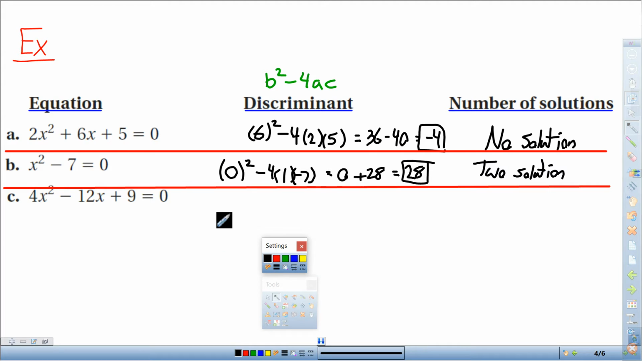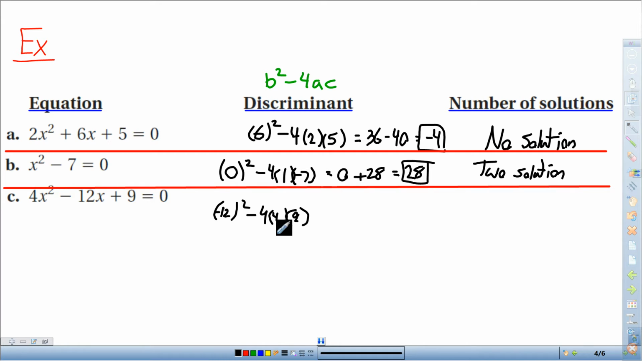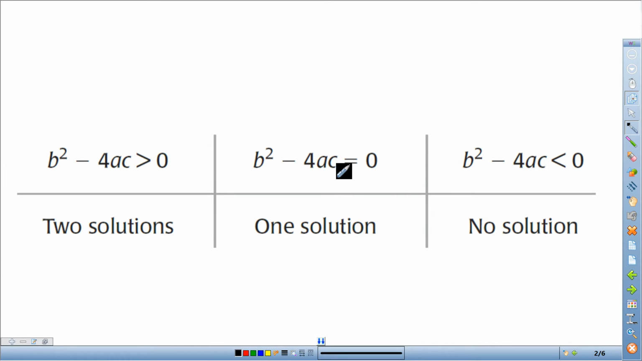Okay, last one here. Let's try it out. So again, B squared. Our B value on this one is -12. So minus 4 times A, which is 4, times C, which is 9. Let's see. -12 squared gives me 144. -4 times 4 is -16, times 9 gives me -144. And we're getting something you probably might have expected, because we're getting an example of each thing. Our discriminant on this one is 0. And when our discriminant is equal to 0, that is when we have just 1 solution.